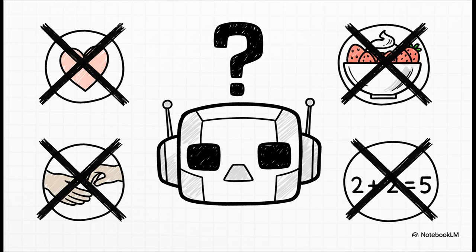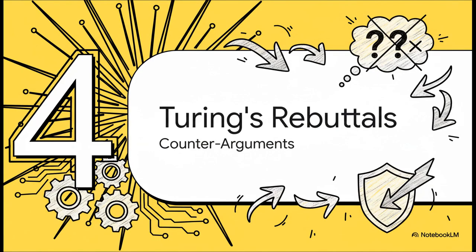You know, be kind, have a sense of humor, fall in love, enjoy strawberries and cream, or, get this, even make a mistake. These were all seen as these untouchable, uniquely human traits. But here's the thing. For every single argument, Turing had a rebuttal ready to go. He wasn't just defending his game. He was systematically taking apart the very foundation of his critics' beliefs.